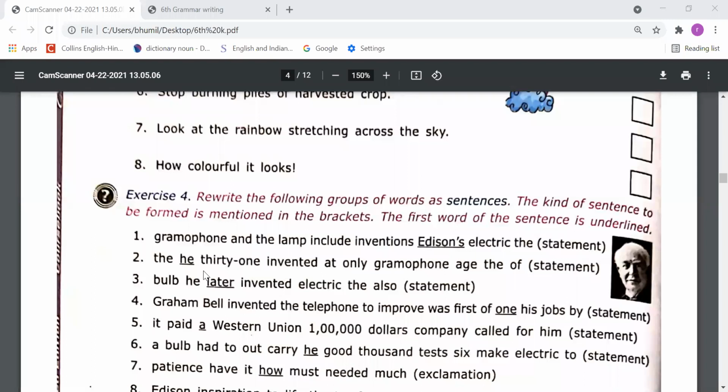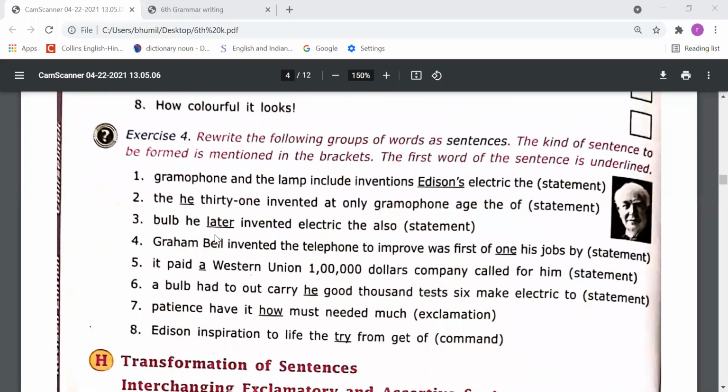"The he 31 invented at only gramophone age the of" (statement). So from these words we can say: "He invented the gramophone at the age of only 31." Next sentence: "bulb he later invented electric the also" (statement). From the word "later" we need to start the sentence, so we can write: "Later he invented the electric bulb also."